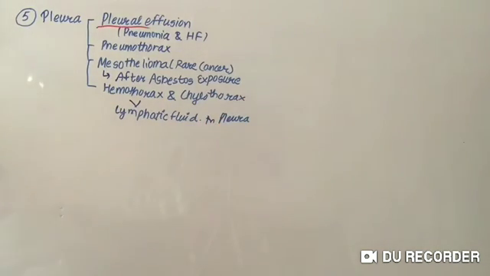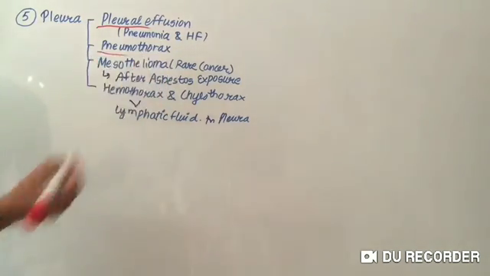Pleural effusion, sometimes referred to as water on the lungs, is the buildup of excess fluid between the layers of the pleura outside the lungs. The pleura are thin membranes that line the lungs and the inside of the chest cavity and act to lubricate and facilitate breathing.